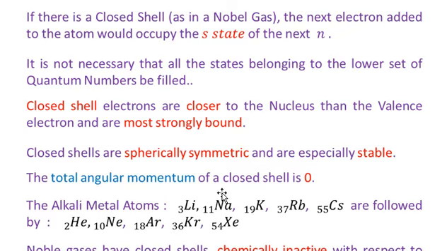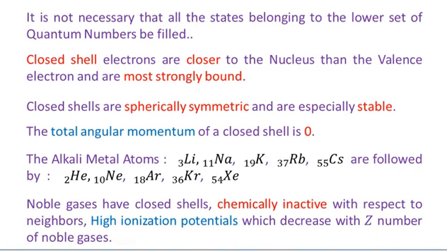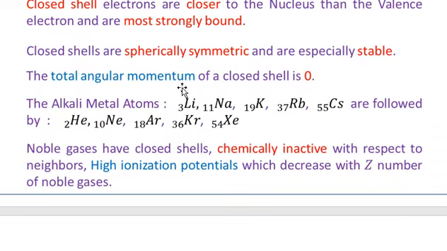The total angular momentum of a closed shell is zero. So all the electrons in the closed shell make zero contribution towards the total angular momentum of the atom. It means that the valence electrons will be the only ones responsible for the total angular momentum of the atom, especially for the alkali metal atoms, which have only one valence electron. So that one valence electron will contribute towards the total angular momentum of the atom.